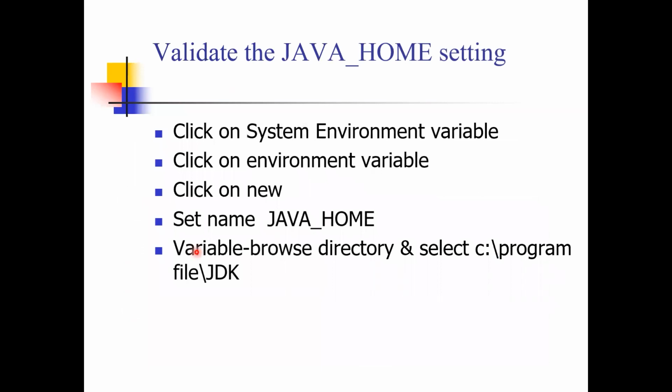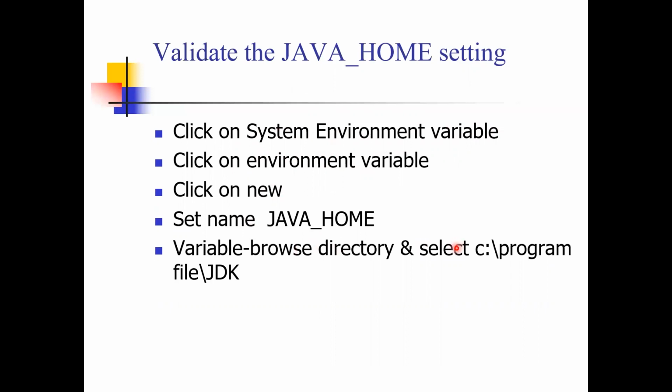That is installation, but you have to do some settings. So validate the Java home setting. For that, click on system environment variable from your system explorer. Go to system explorer, click on system environment variable, then click on environment variable, click on new and set the name Java home, and in the variable value browse the location of Java.